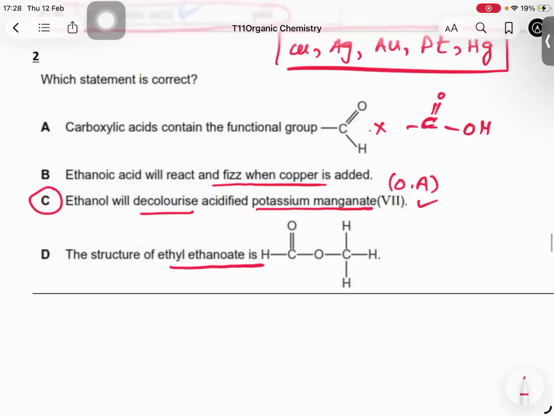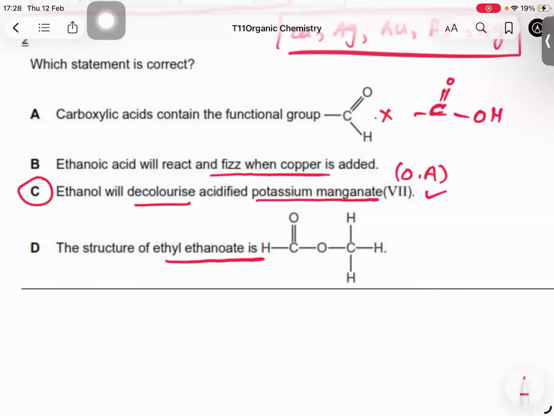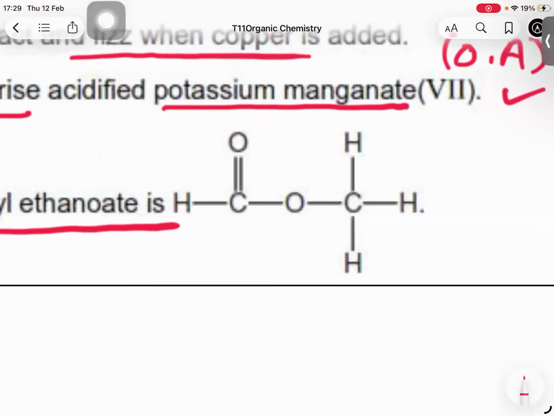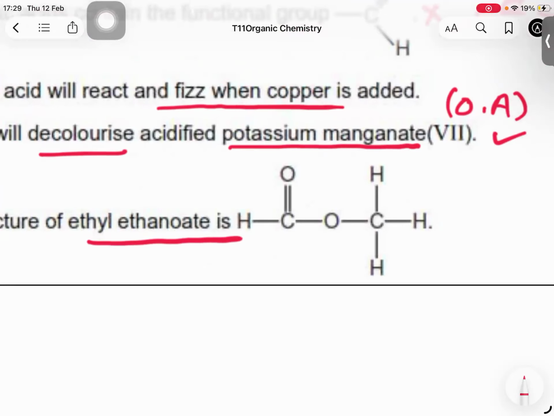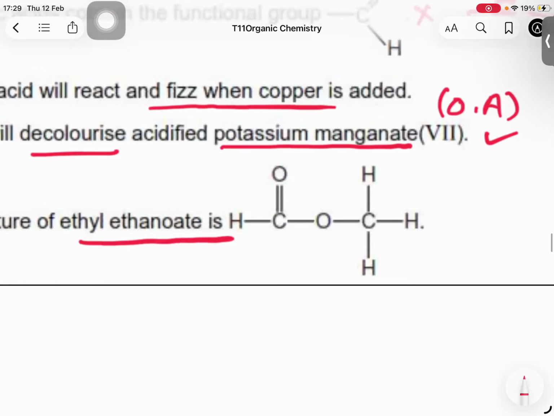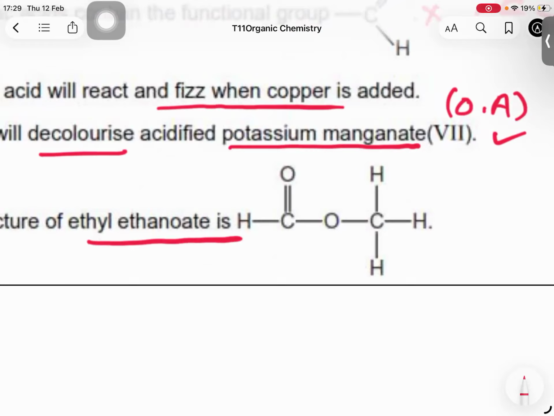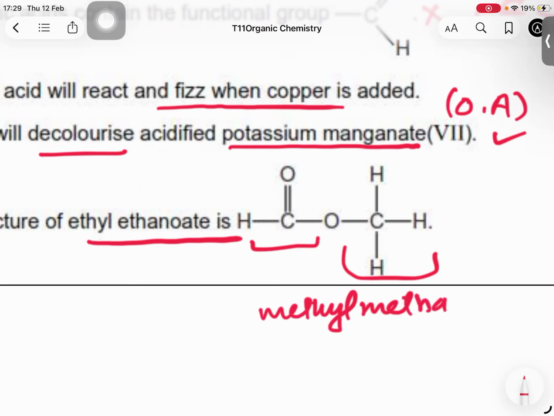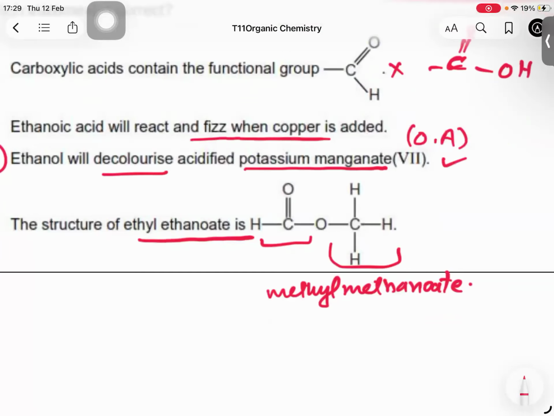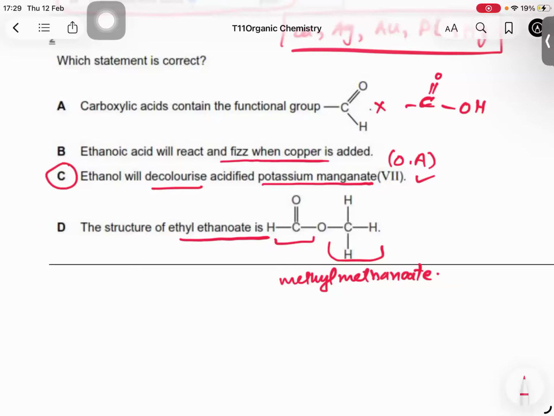What's wrong with this? What's wrong with D? Yeah, it is an ester. Its name is not ethyl ethanoate. You know when we name this ester, we have to divide it into two parts, before oxygen and after oxygen. So what is the difference? Yes, so this is methyl methanoate. This is methyl methanoate. Okay?